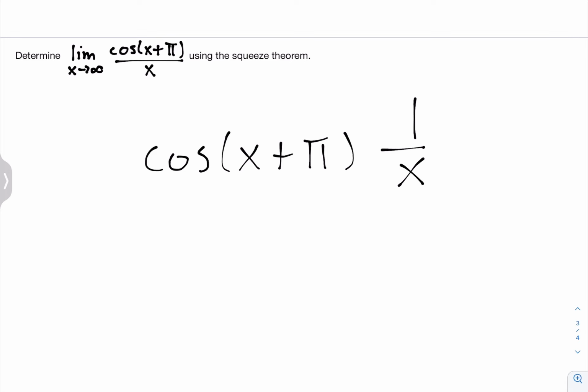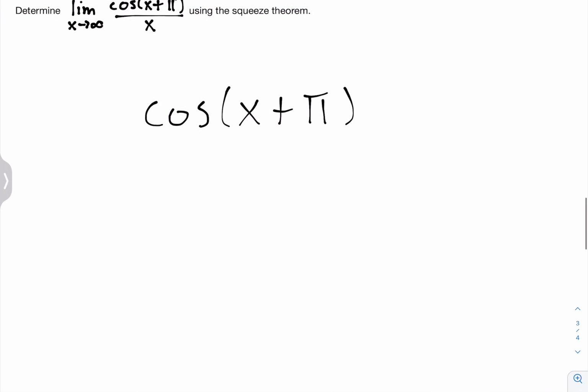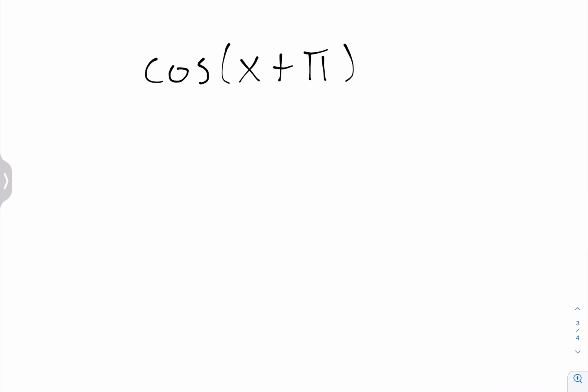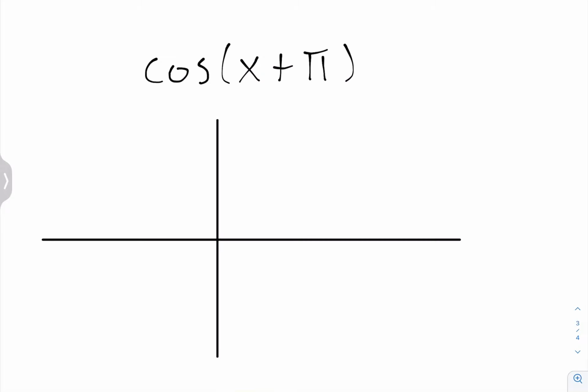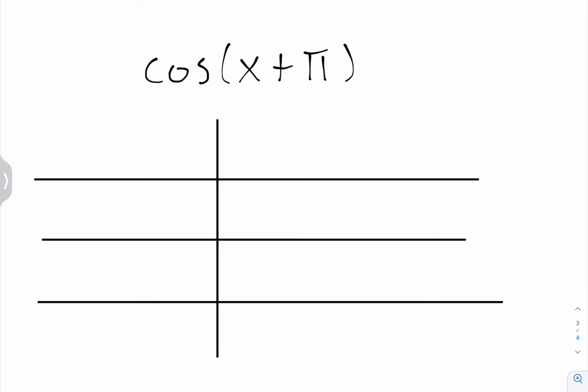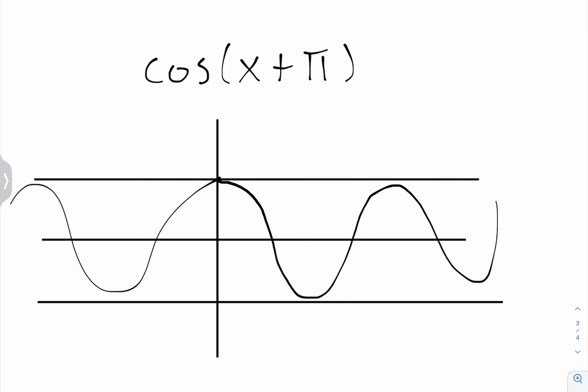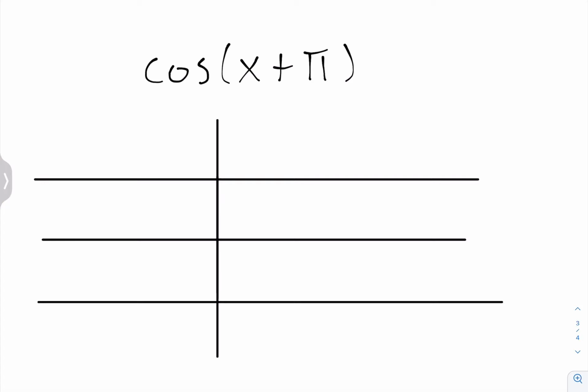So what is cosine always between? Even though this is cosine of x plus pi, this is just a horizontal shift. So if we look at the graph of cosine of x plus pi, because there's no number in front, there's no a value here, this graph's always going to be between +1 and -1. So cosine starts at the top here, goes down, and oscillates between these two values. Cosine of x plus pi is the same thing, it's just shifted to the left by pi units, so it's going to look like that.